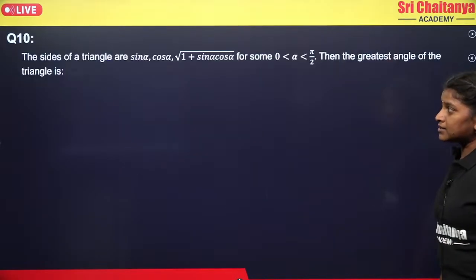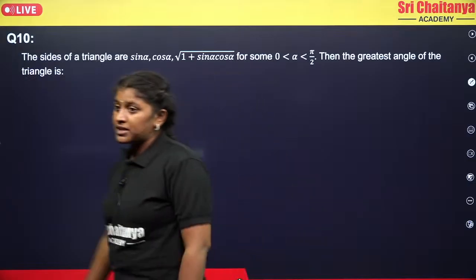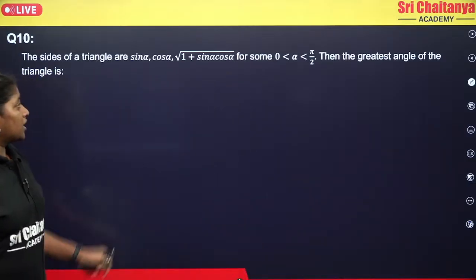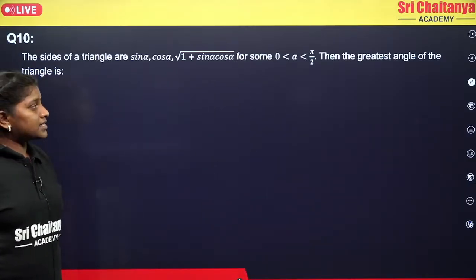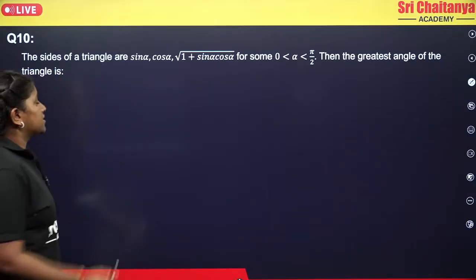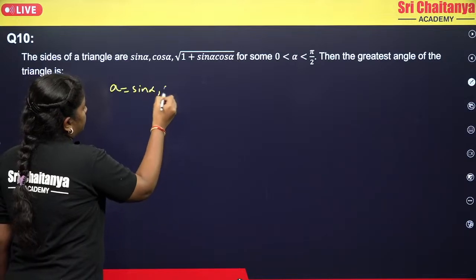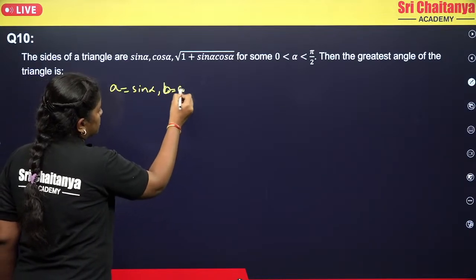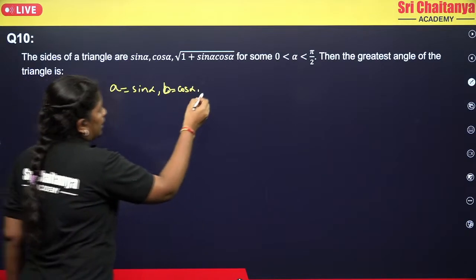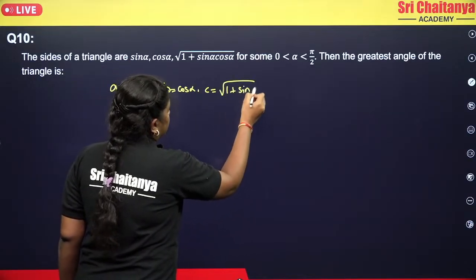Now moving to the next. The sides of a triangle are sin alpha, cos alpha and root of 1 plus sin alpha cos alpha. Now, for some 0 less than alpha less than pi by 2, the greatest angle of the triangle is? They give the sides as A which is sin alpha, another side B which is cos alpha, and another one C which is root of 1 plus sin alpha cos alpha.